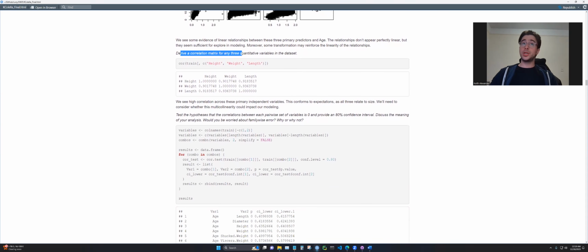If we look at a correlation matrix for 3 predictor variables, we again see that there is pretty strong correlation across these. Again, this indicates multicollinearity, so we'll need to address that in modeling.